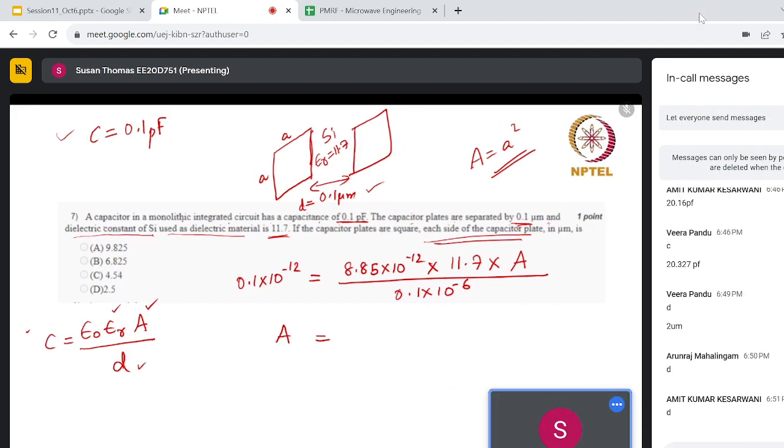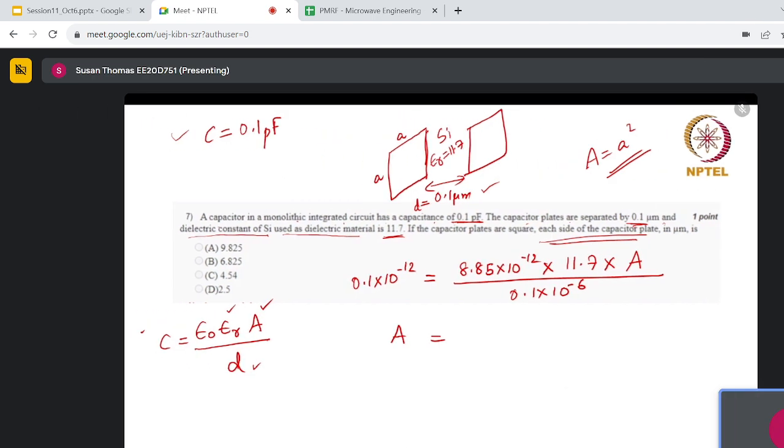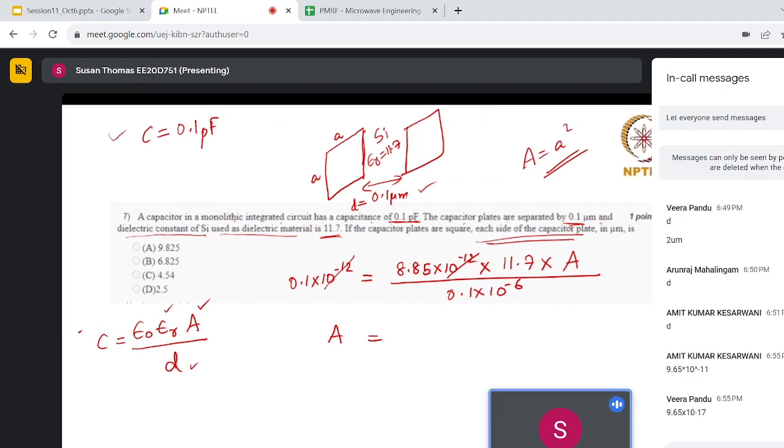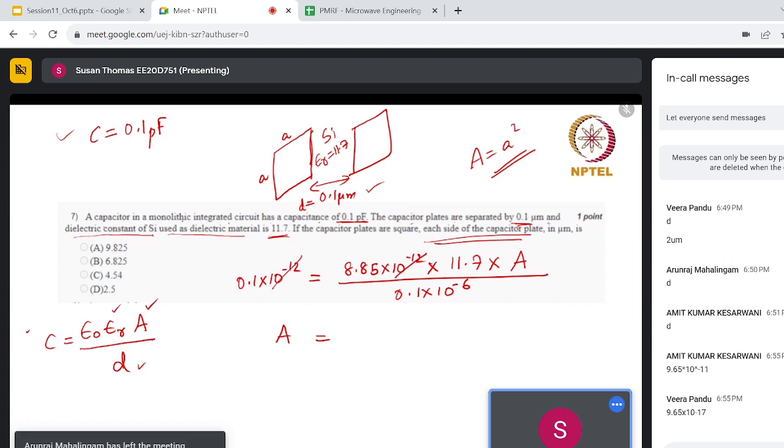Hope you are trying. So, any answers for the area of the square plate used as a capacitor plate? Thank you, everyone. You know that the simplification becomes much easier. So, as you rightly pointed out, yes, the answer is right.